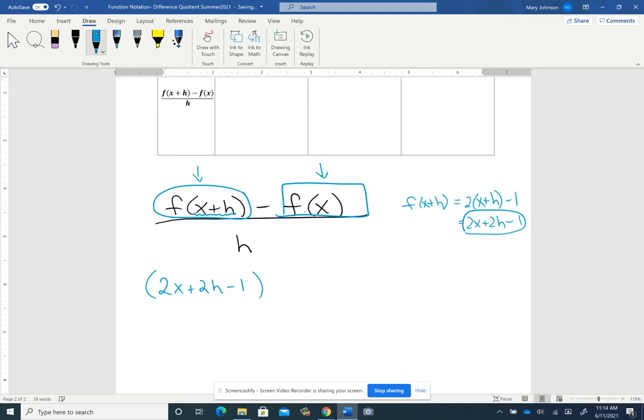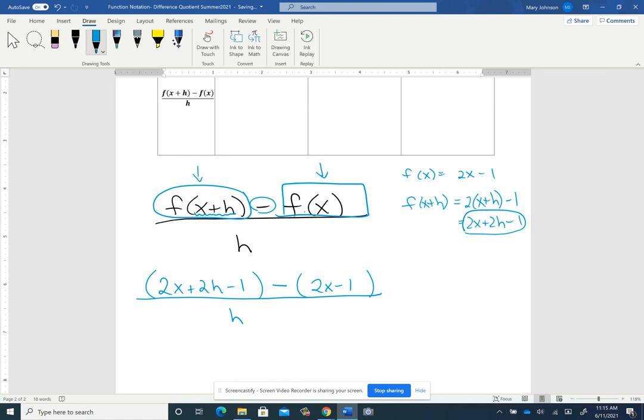Now right here, I'm supposed to be putting f of x. Well, we were given f of x earlier. It was just 2x minus 1. That's what the definition of what f was. And so right there, you put 2x minus 1 because f of x equals 2x minus 1. So it goes right in place of it. Now there's a minus sign in between. So we write that, and all of that is divided by h.